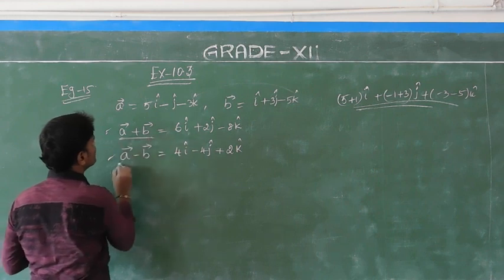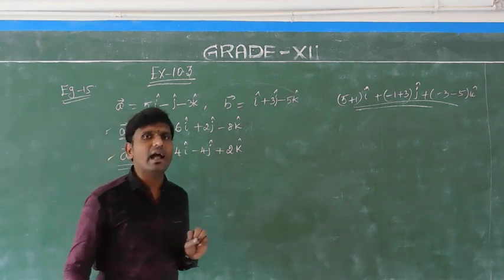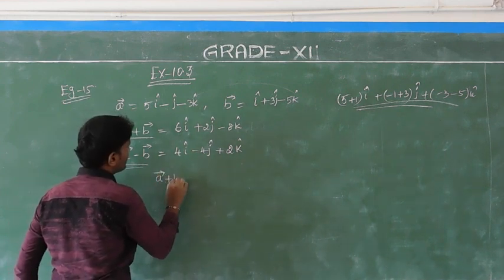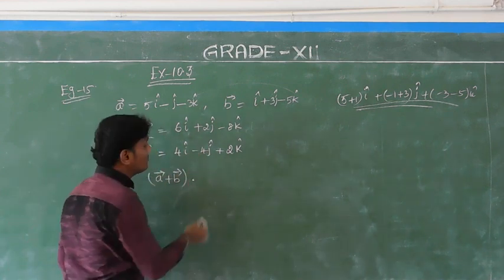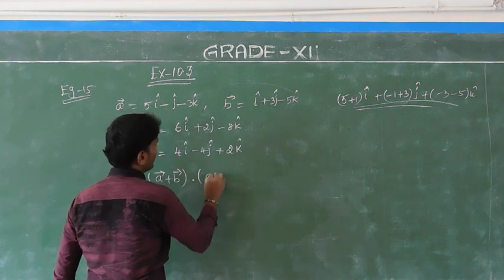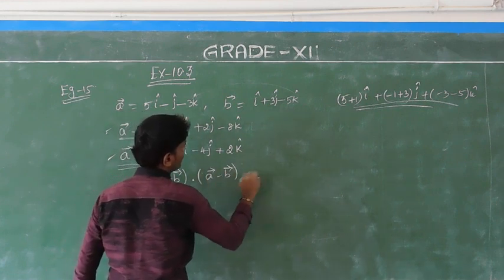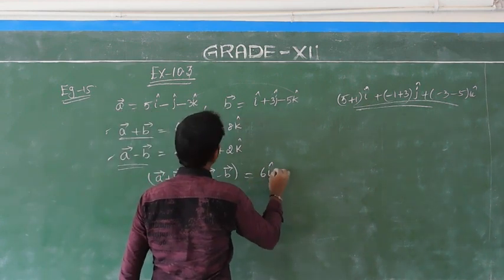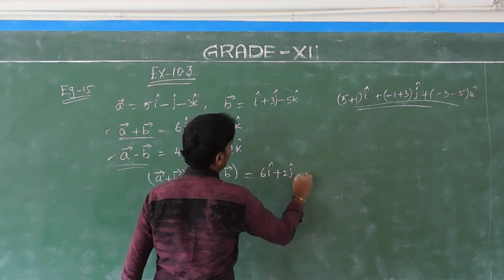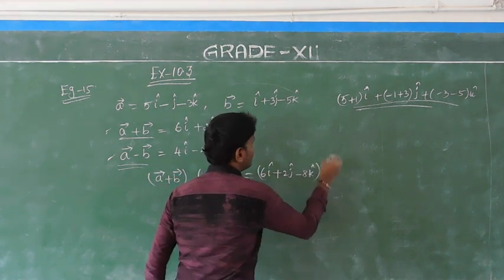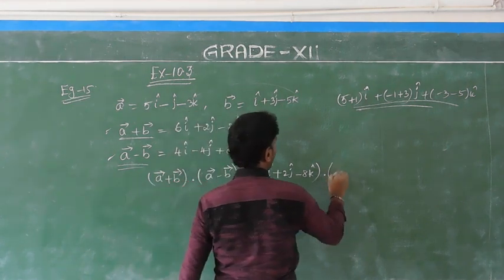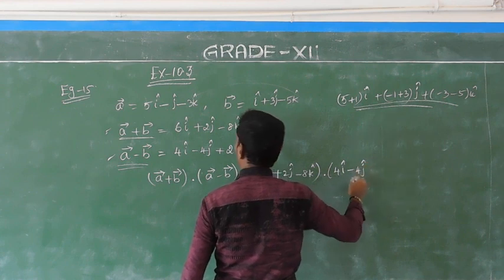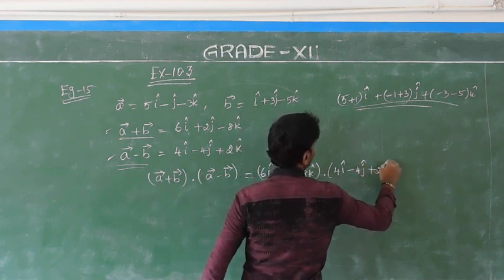But they are asking that A vector plus B vector and A vector minus B vector are perpendicular to each other. So we should take A vector plus B vector dot A vector minus B vector. Shall we take the dot product of the two? They are 6i vector plus 2j vector minus 8k vector, taking a dot product with 4i vector minus 4j vector plus 2k vector.